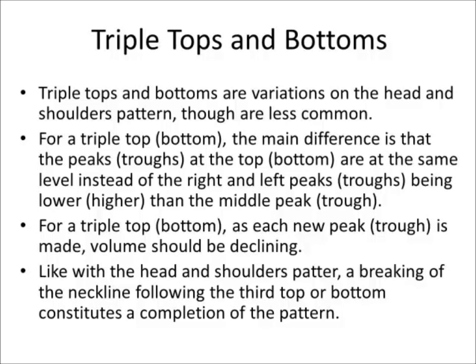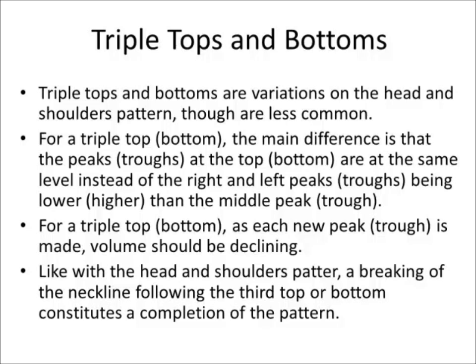Triple bottom, again I'm just going to read the sentence again, this time putting in the parentheses. So for a triple bottom, the main difference is that the troughs at the bottom are at the same level instead of the right and left troughs being higher than the middle trough. So again, instead of the trough being the lowest one at the center, the head, they're all going to be at the same level. Fairly straightforward. It's just a mirror image of the triple top.